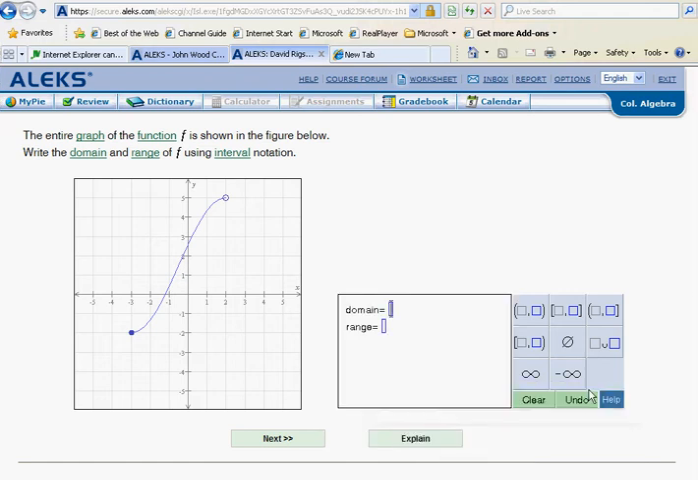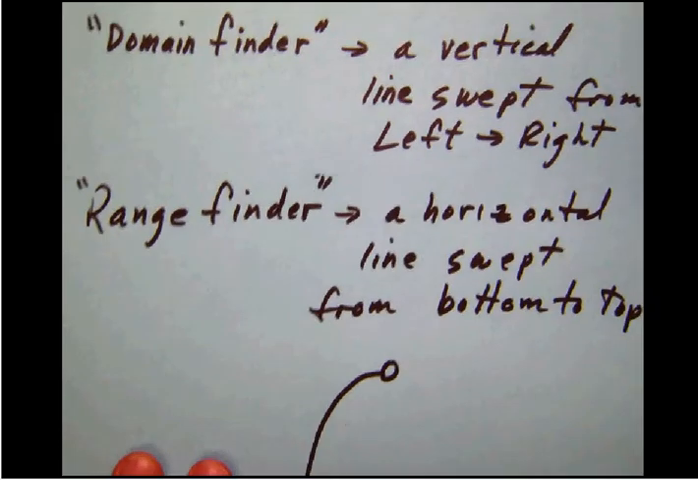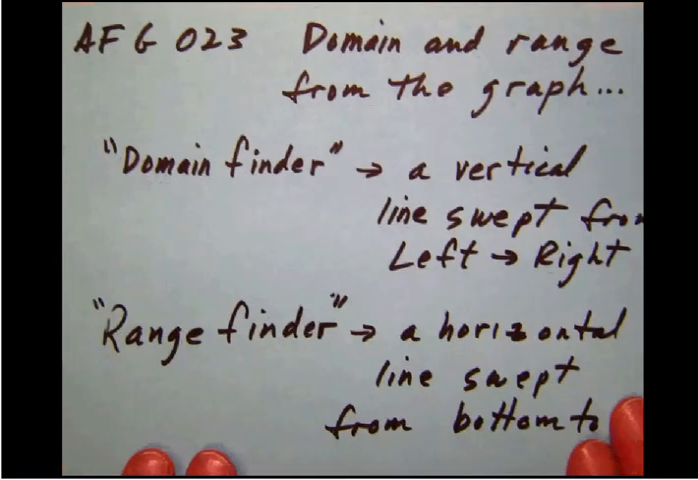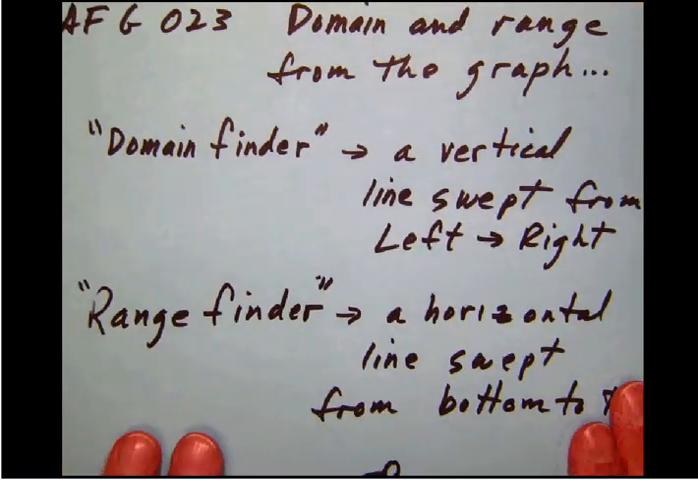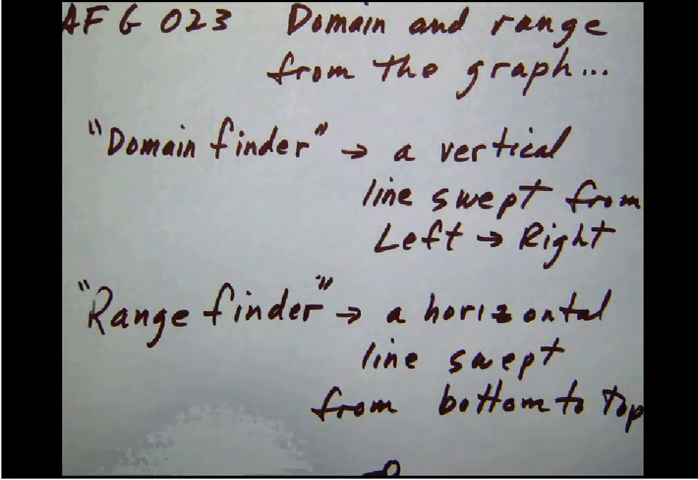In this new problem from ALEKS College Algebra, we will find the domain and range of a function by looking at its graph. So let's go over here and take a quick look at our notes. First of all, I'll introduce a couple of my own terms or definitions. I don't think you will find this in any math book or in the ALEKS explanation, but this is my way of doing this, and I hope it helps you.